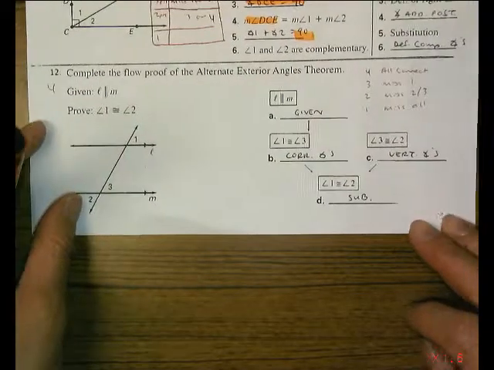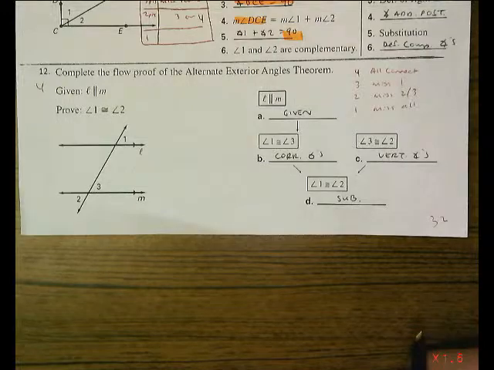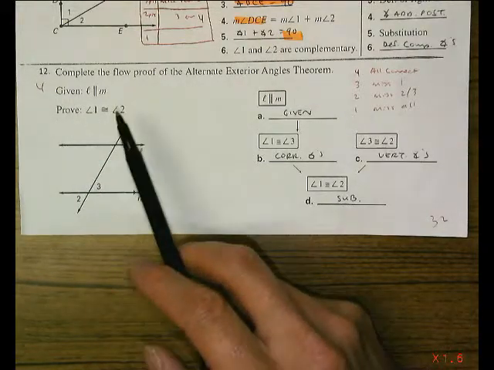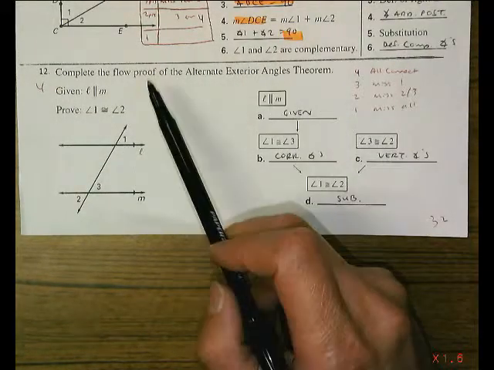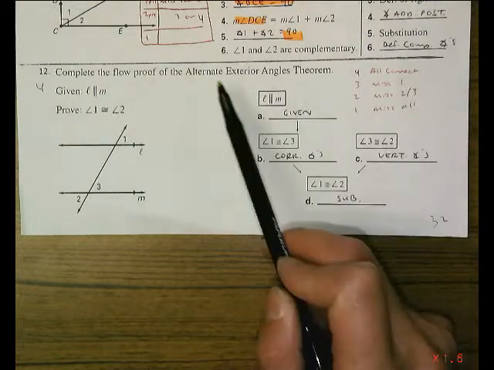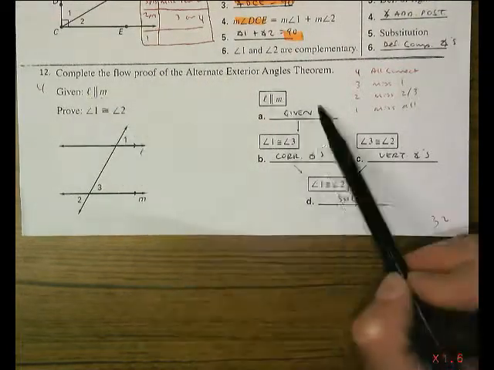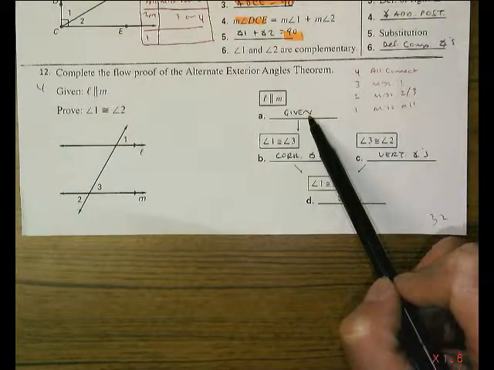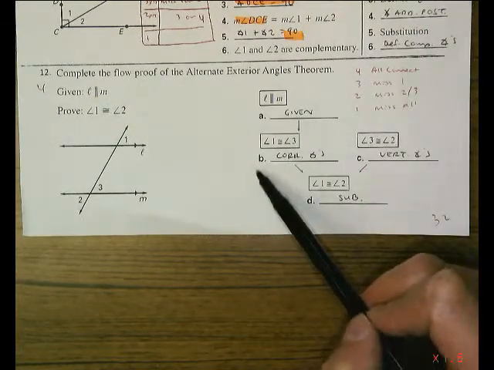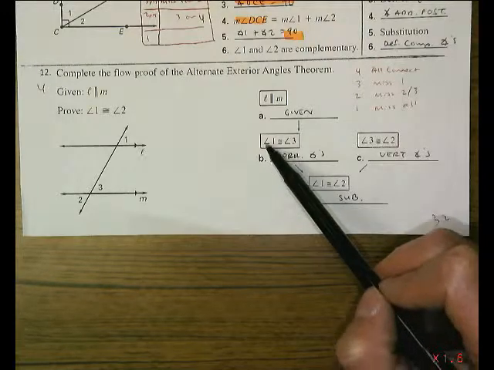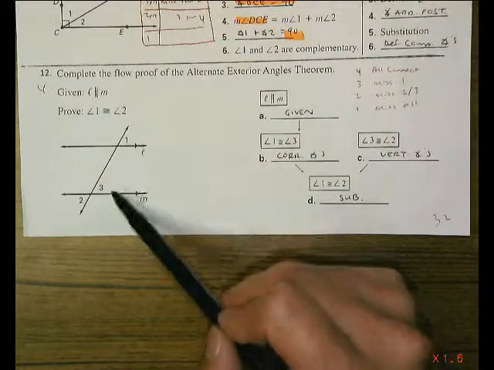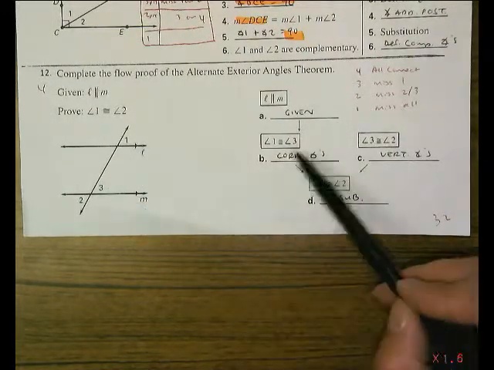Question number 12. We didn't really practice this one, but I think essentially you can see it. It says complete the flow proof of alternate exterior angles theorem. Remember, if you're trying to prove alternate exterior angles theorem, it shouldn't be one of your reasons. Given line L is parallel to M, that's your given. If you look at your picture, trying to create equations off your picture, what does angle 1 congruent to angle 3 mean? Those are corresponding angles.